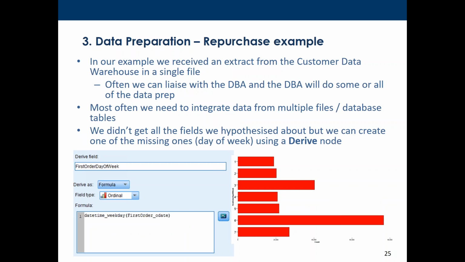So an example, I won't run this live in the model stream. I'll come back to the stream in a minute when we actually run some models. But a really simple example might be that one of our hypotheses of drivers of repurchase, predictors of repurchase, was which day of the week the first purchase was made. In the data as we had it, we had a purchase date, but we didn't actually have a day of week. So within Modeler and SAS and any of the data mining tools, you can apply formulas and functions just as you can in Excel or SQL. So we can create a new field that contains a value 1 to 7, which tells us which day of the week they made that first purchase.